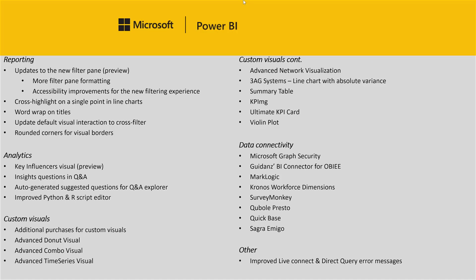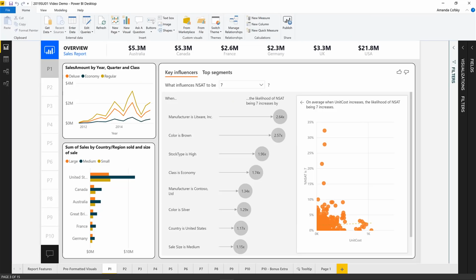The next two features under Analytics are some improvements to our Q&A experience. The first is that you can now ask insights questions in Q&A, which are the same kind of questions that you're asking through the right-click menu to trigger insights, like explain why sales has increased between 2 dates, but now you can do it in Q&A as well. And we also now have auto-generated suggestions for you in the Q&A Explorer dialog. So I'll switch over to the sample and show both of these for you.